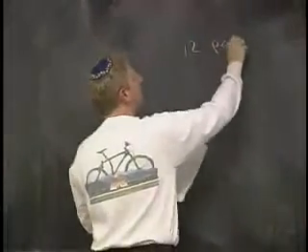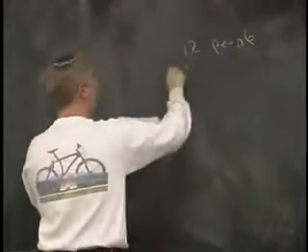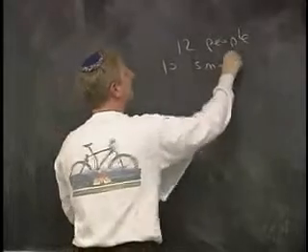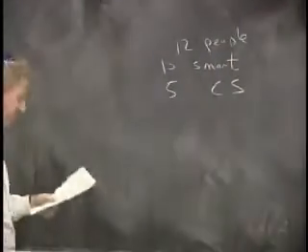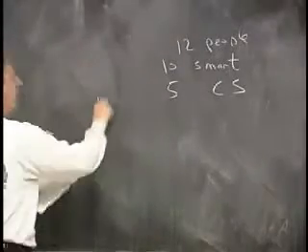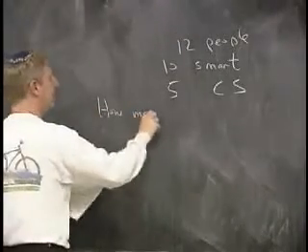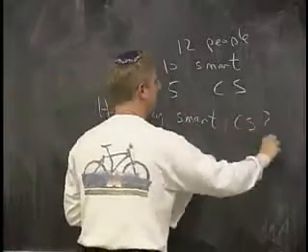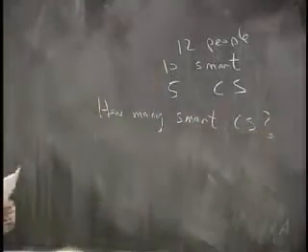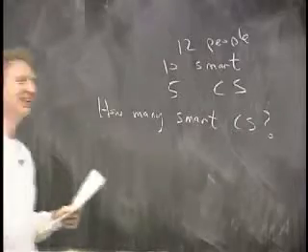There's 12 people. 10 are smart. 5 are computer scientists. How many smart computer scientists are there? Anywhere from 3 to 5.